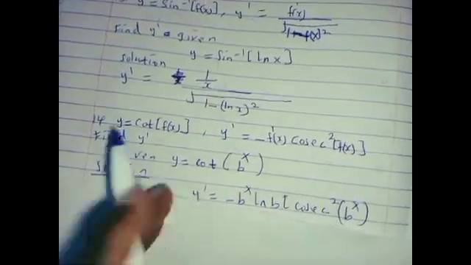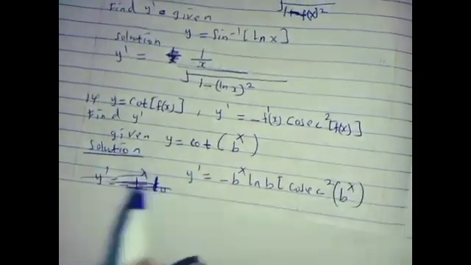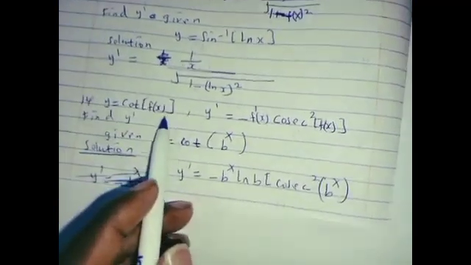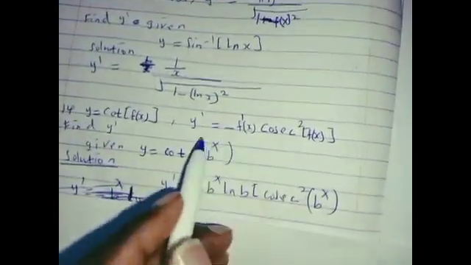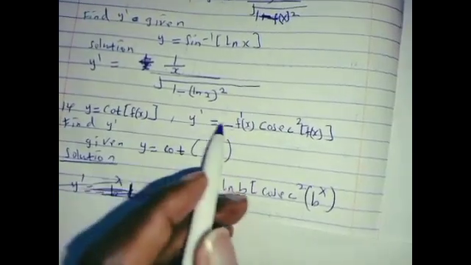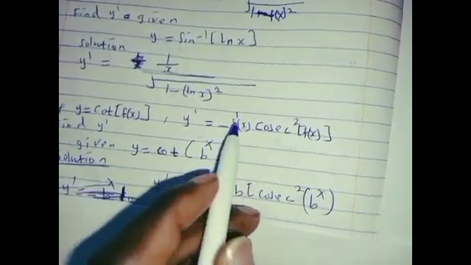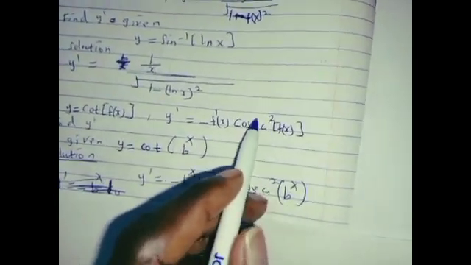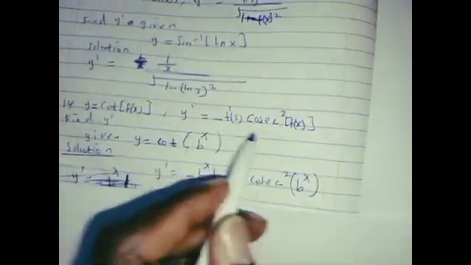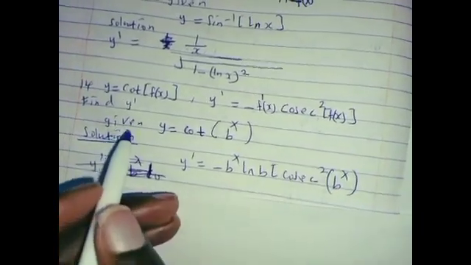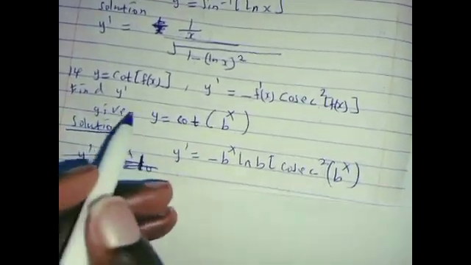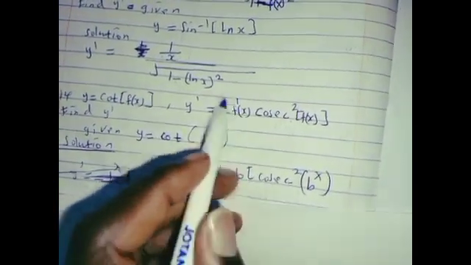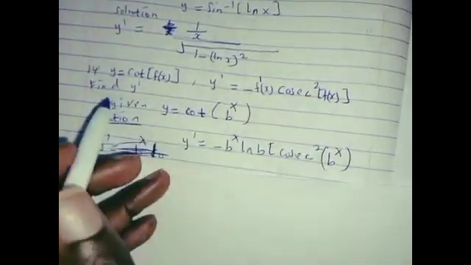Then we have our final consideration today, which is y is equal to cot of f of x. So the result is negative f prime of x, cosec squared f of x. So find y prime. Yeah, negative f of x prime cosec squared f of x.